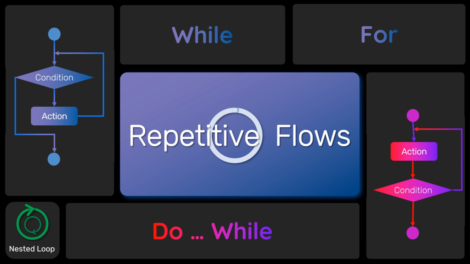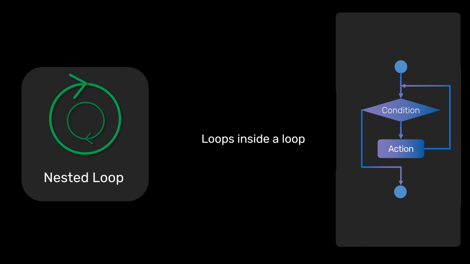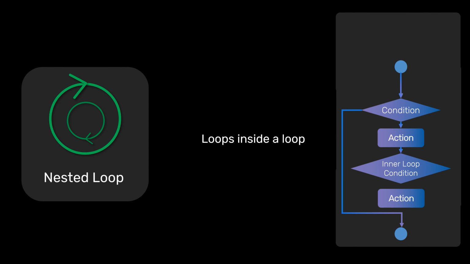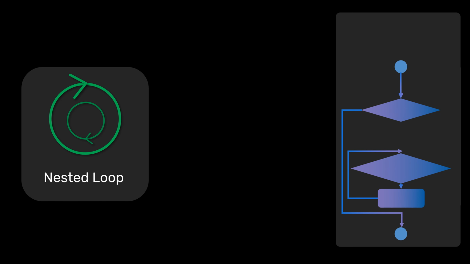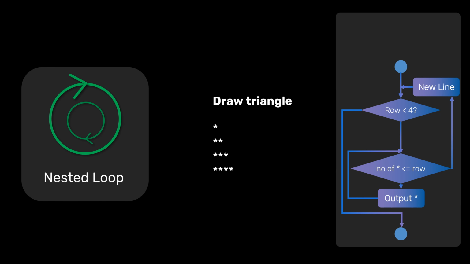Yeah, we have learned how to implement three types of loop, and lastly we will learn to implement a nested loop. Nested loop is loops inside a loop. We will draw a right triangle with a nested loop. The inner loop will be used to print the asterisk symbol, and the outer loop will be used to change line.